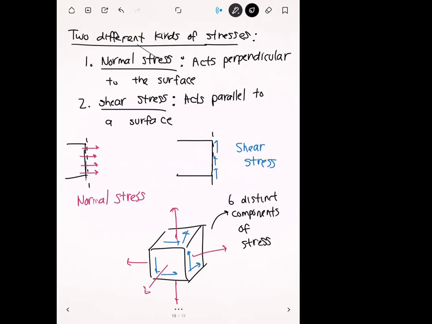Okay. And out of these 6 components, there's going to be 3 normal stresses and 3 shear stresses. I'll write down what these components are on the next page, as well as their definitions. But before we do that, are there any questions on this? Okay. All right. And so the 6 components of stress. We'll write these down, we'll define these, and then we'll call it a week.